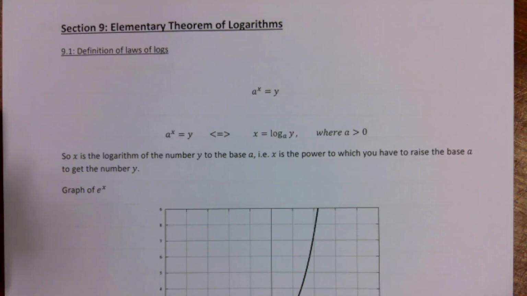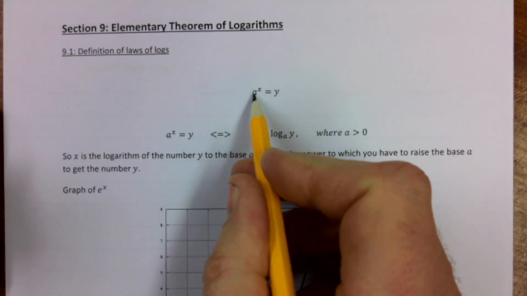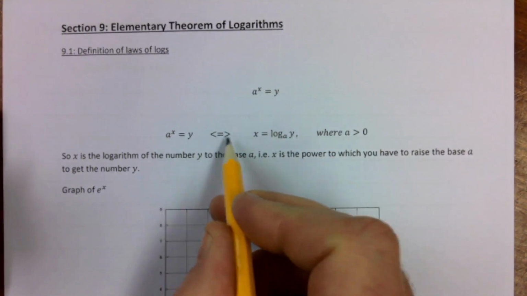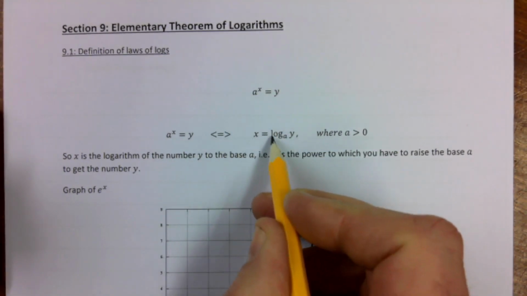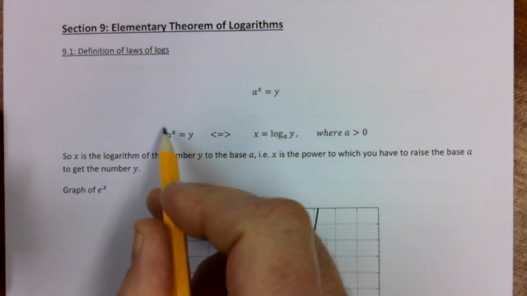This is ASPure Maths Notes, and we're just starting Unit 9, which is about logs or logarithms. So first of all, our definition of the law of logs. We know a to the power of x equals y. That's synonymous with, it just means it's the same thing as, x equals log to the base a of y. This tends to cause a lot of confusion, but you know what this means.